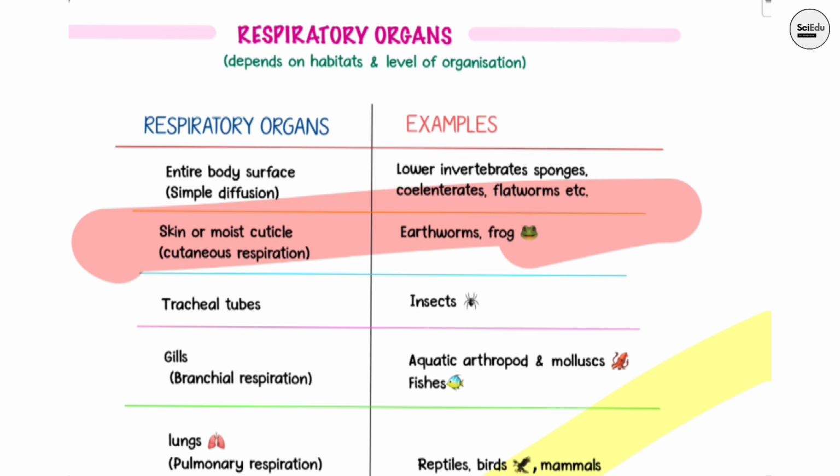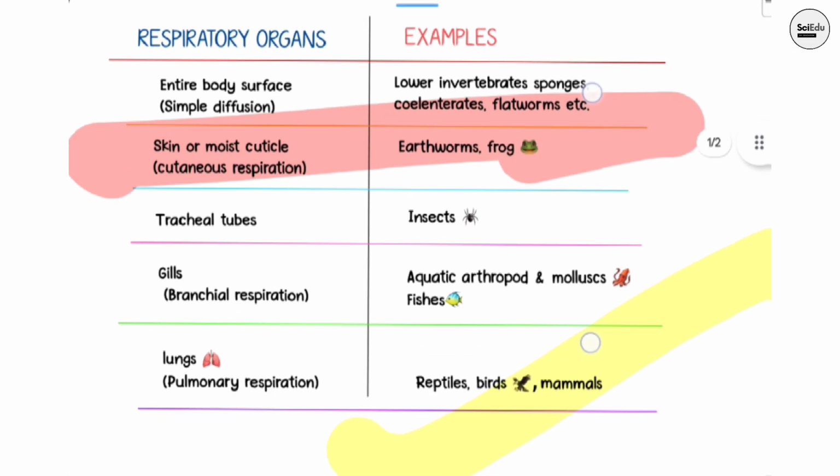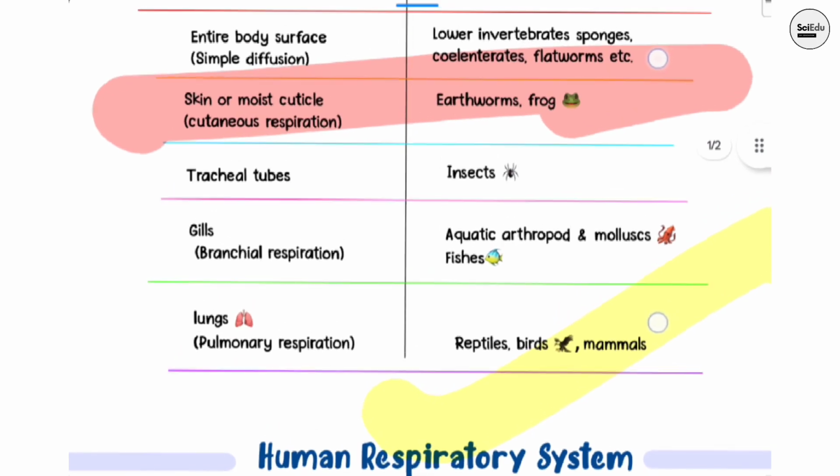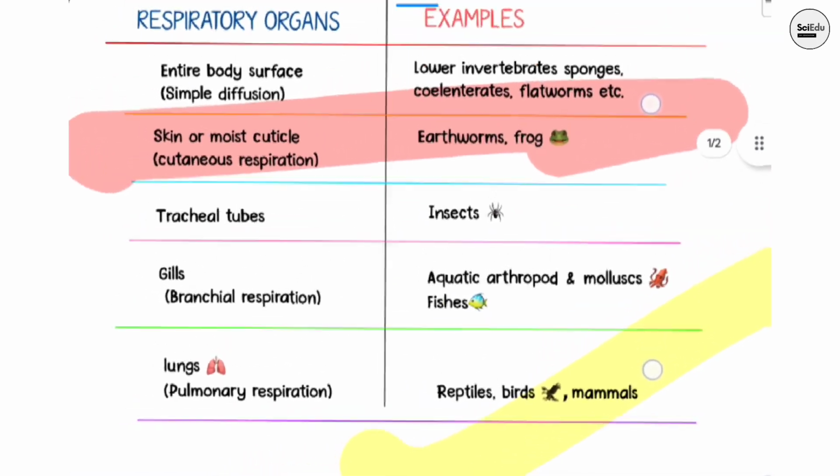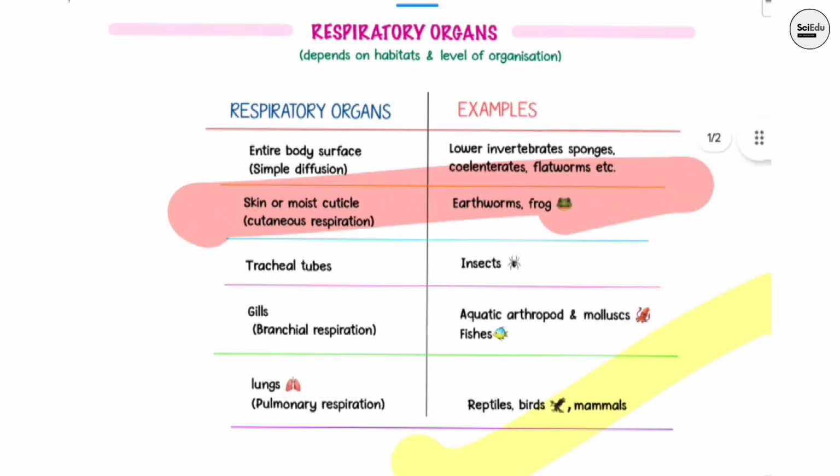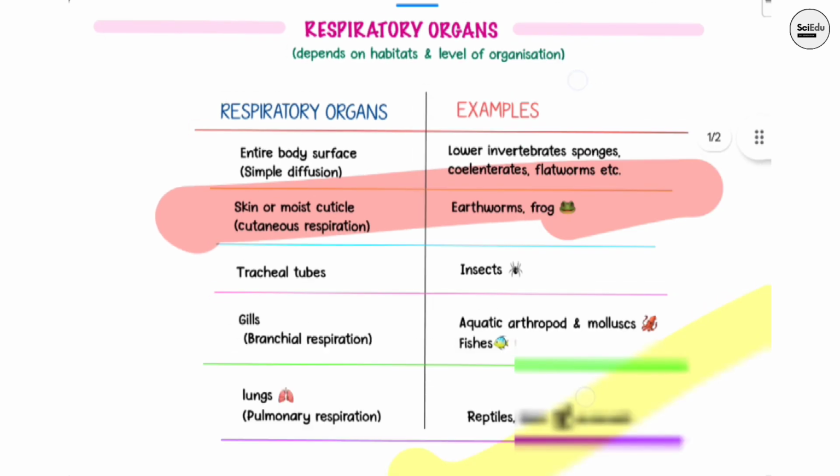Among vertebrates, fishes use gills, whereas amphibians, reptiles, birds and mammals respire through lungs. Amphibians like frogs can respire through their moist skin, cutaneous respiration, also.